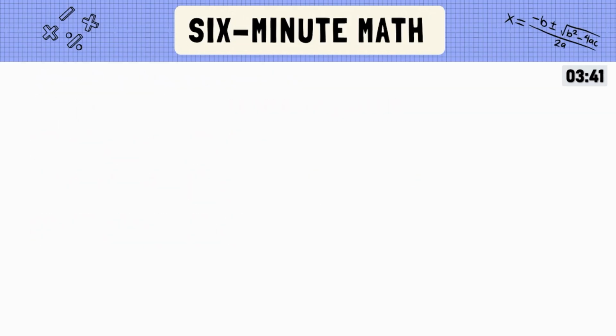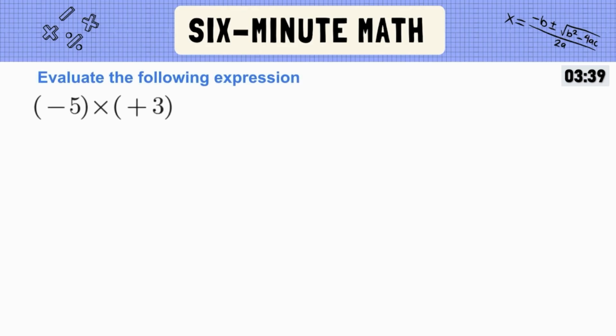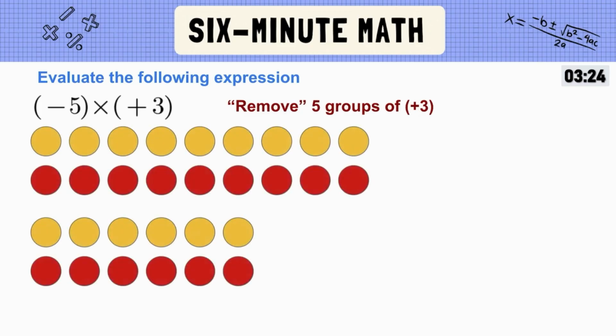How about if I were to evaluate negative 5 times positive 3? This is the same as removing 5 groups of positive 3 chips. Now, how do you remove groups that don't exist? Well, we are going to introduce zero pairs. These are a combination of a positive and negative chip together, which is 0. So while it looks like there's a lot on the screen right now, this is actually the number 0.